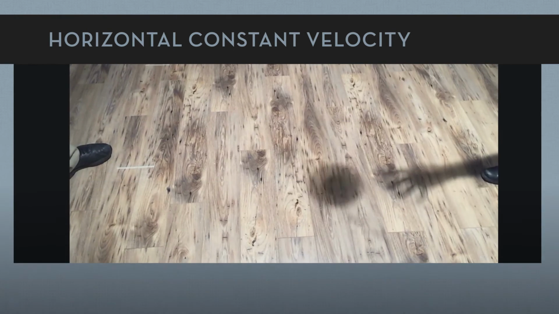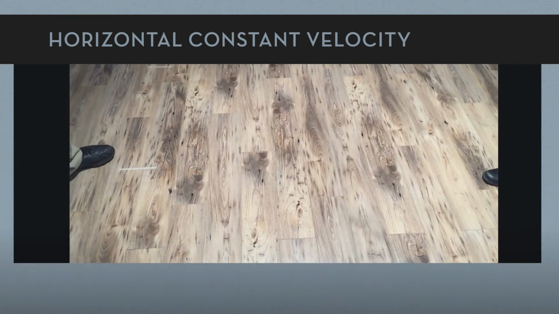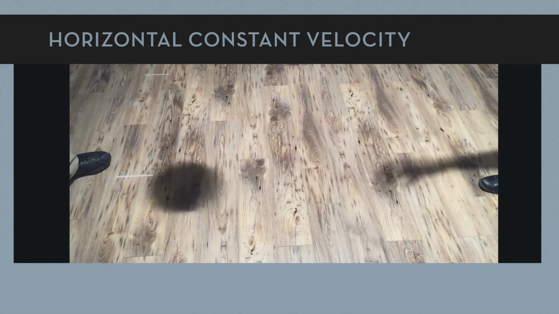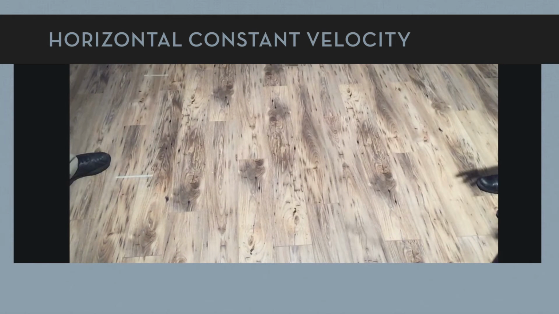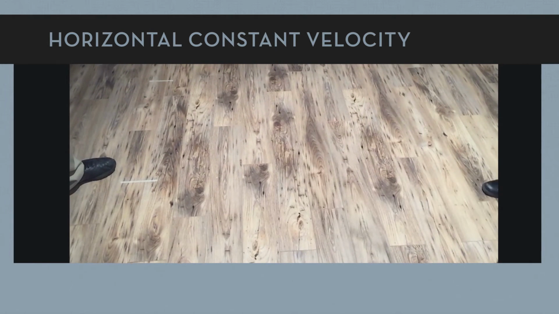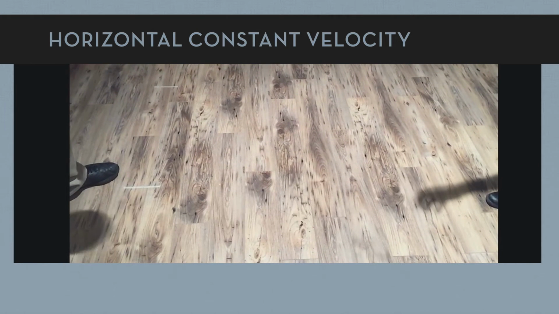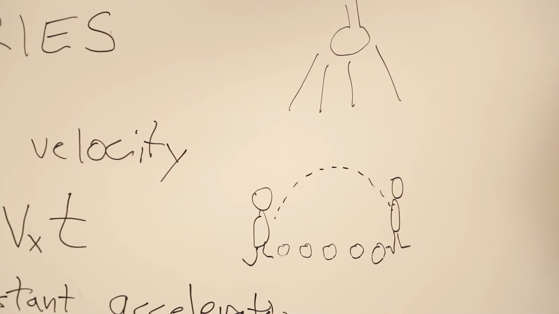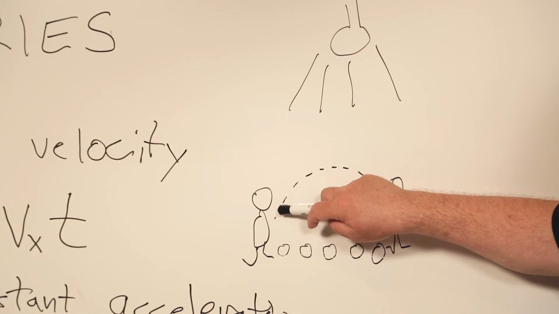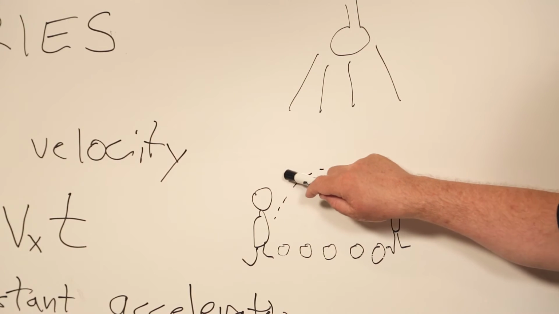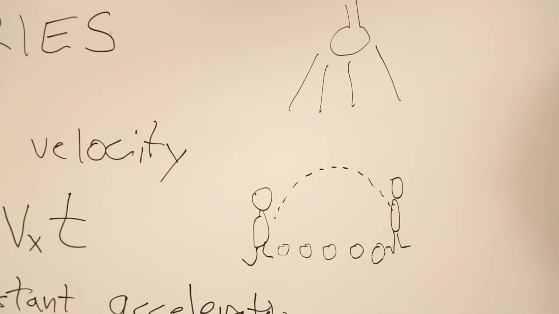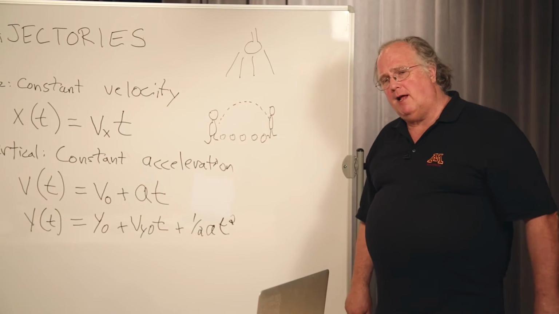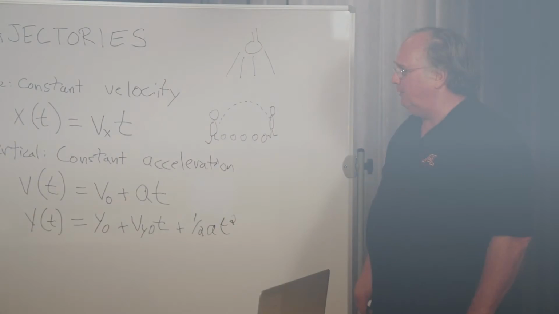And what you should see is this shadow, which is the projected horizontal position of the ball. This moves at a constant velocity. Doesn't speed up, doesn't slow down. It's always moving the same distance in the same amount of time. The up and down motion is not. That starts out at one velocity, slows, eventually stops moving up and down, and then starts falling down again. But the horizontal motion is pure constant velocity motion. That's what this lab is all about.